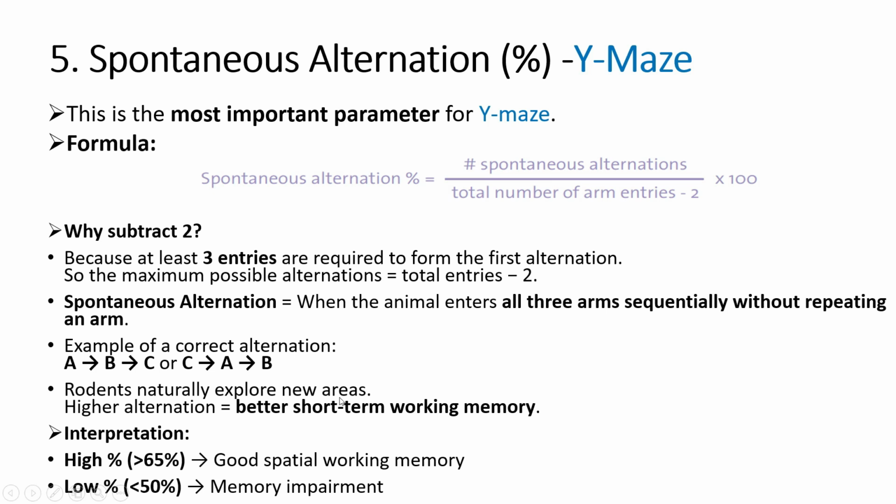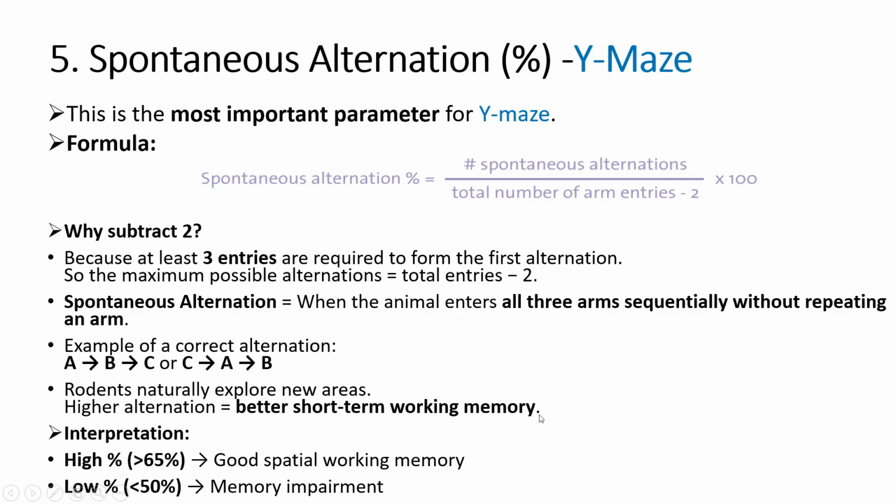Rodents naturally explore new areas. High alternation means better short-term memory. So this is the importance. Interpretation: a high percentage, more than 65%, means good spatial working memory. A low percentage, less than 50%, means memory impairment.